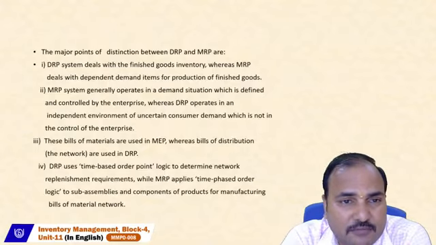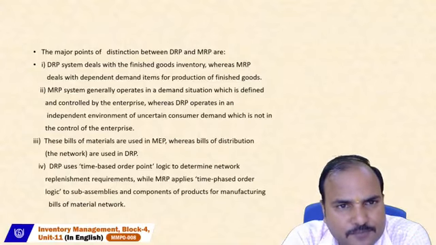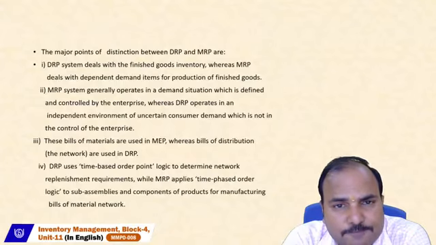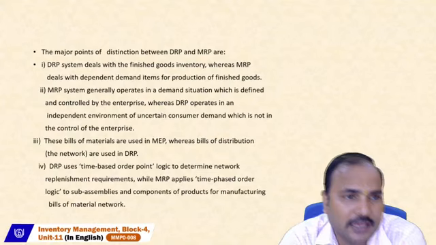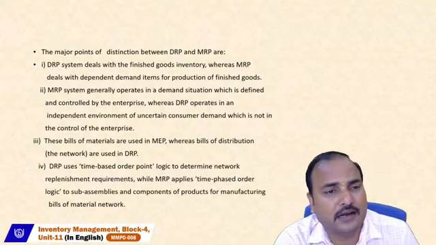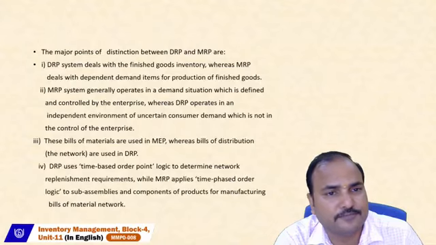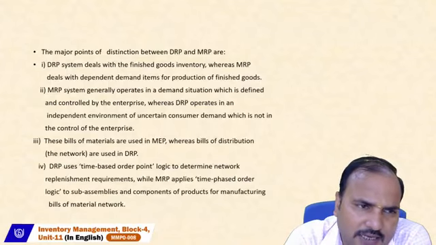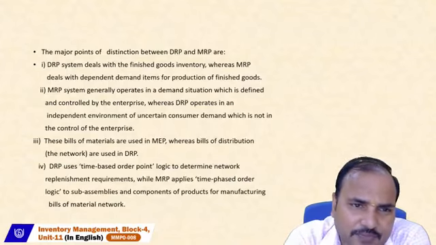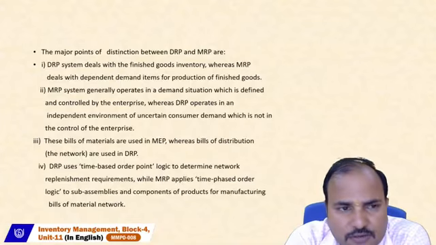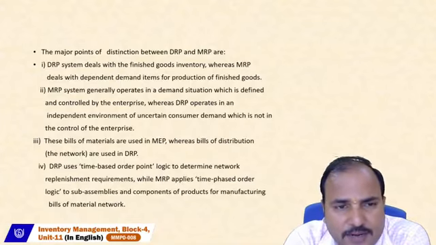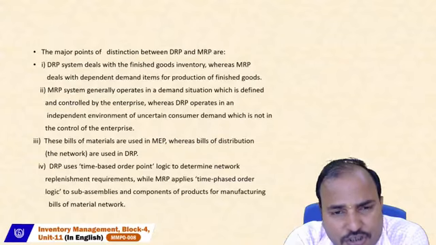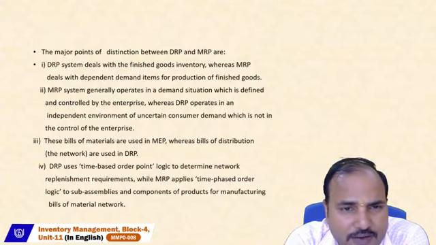The major points of distinction between DRP and MRP. The DRP system deals with finished goods inventory, whereas MRP deals with the dependent demand items for production of the finished goods. On the other side, the MRP system generally operates in a demand situation which is defined and controlled by the enterprise, whereas DRP operates in an independent environment of consumer demand, which is not in the control of the enterprise.